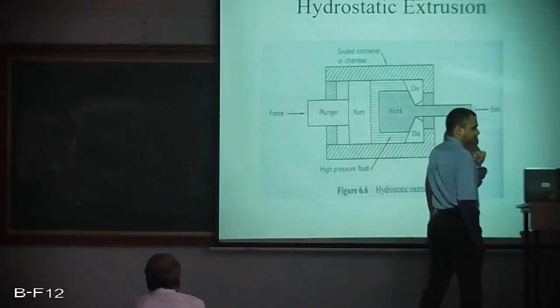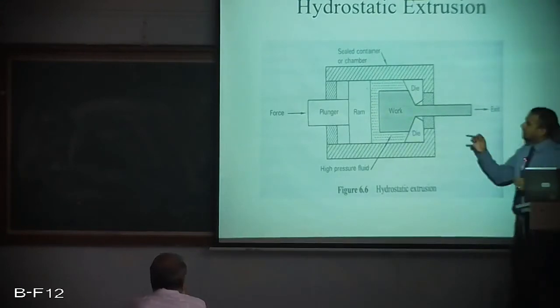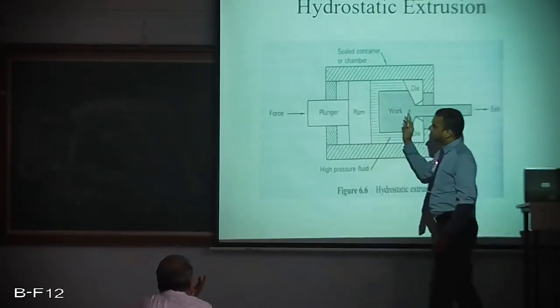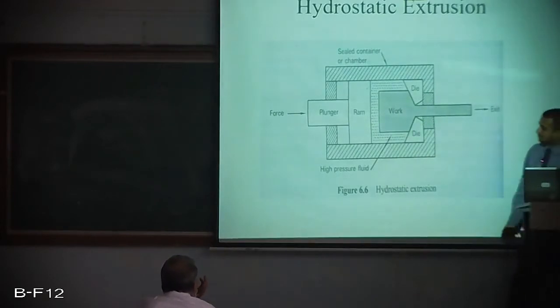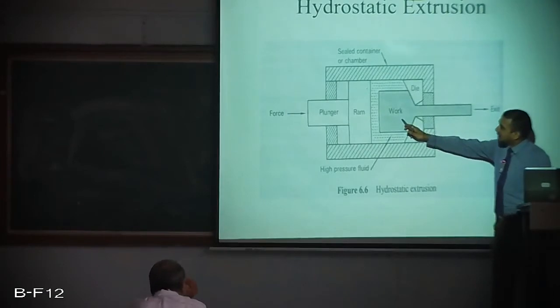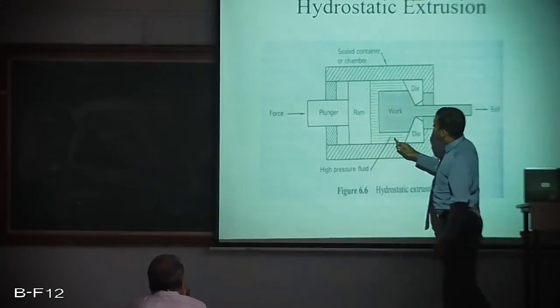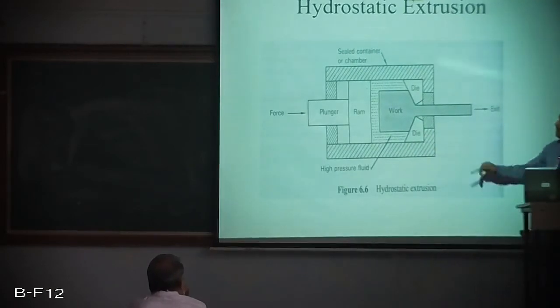Next, we have hydrostatic extrusion. You can see over here, the construction is quite similar to the direct extrusion. We have a plunger and ram applying force indirectly on the billet or on the workpiece. Over here, we have fluid at high pressure.